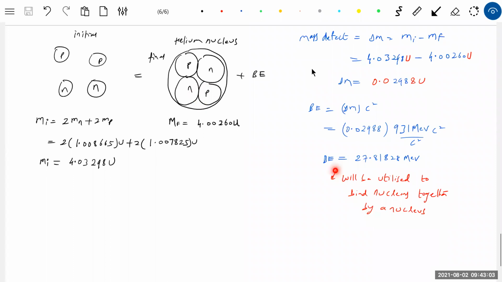Now this binding energy is what I'm going to use to define the stability of a nucleus. With the help of this, I can go for the binding energy per nucleon concept. So we define the binding energy per nucleon, and with the help of that, we will define the stability of a nucleus.